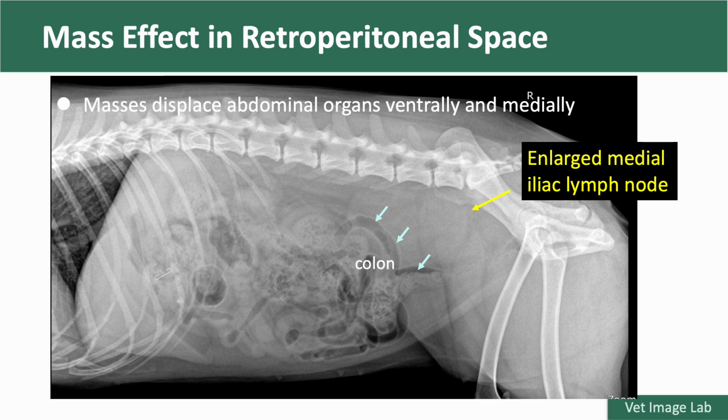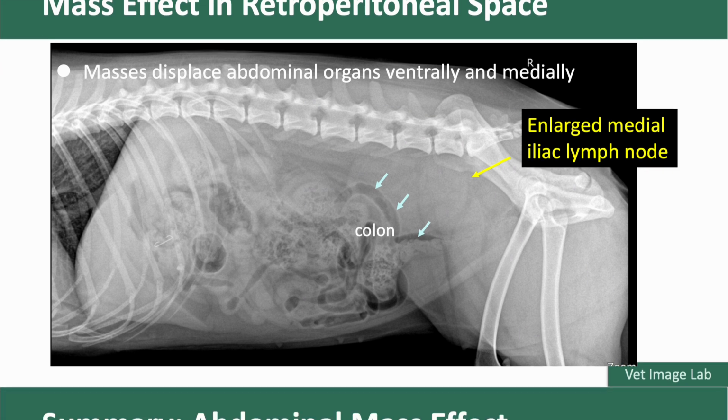In this case, the medial iliac lymph node is markedly enlarged, as labeled here, and causes ventral and medial displacement of the descending colon, which is traced here with the blue arrows. This is a key feature of medial iliac lymph nodes, which are located just cranial to the pelvic inlet and dorsal to the bladder within the retroperitoneal space.